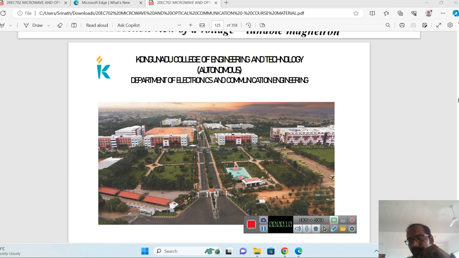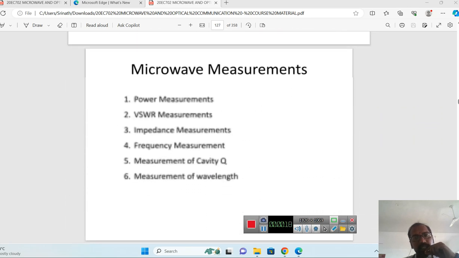Today we are going to discuss the subject microwave and optical communications. Specifically, we are discussing Unit 2, microwave measurements. We have different types of measurements covered in this unit: power measurement, VSWR measurement, impedance measurement, and frequency measurement. These are all the different types of measurement we are going to discuss in this unit.